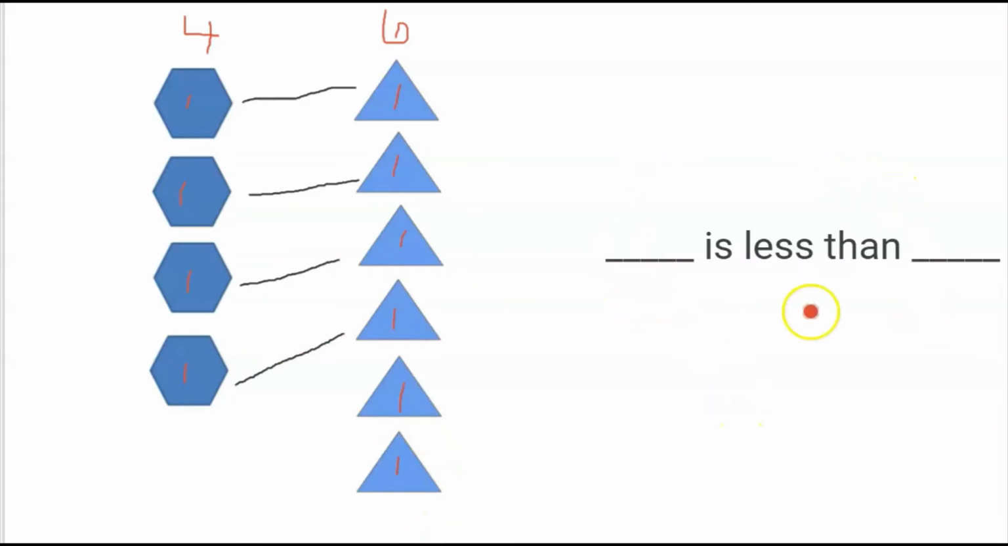I also can see that when my hexagons stop pairing up with the triangles, I have 2 more. We want to find out which one's less than. So how would we complete this sentence? We can see that 4 is less than 6.